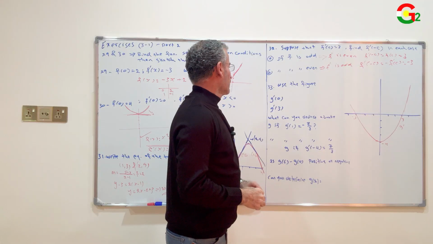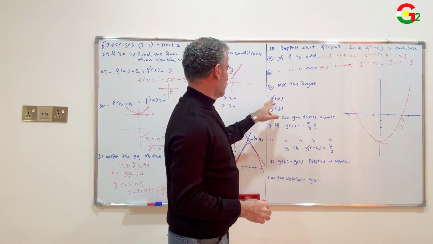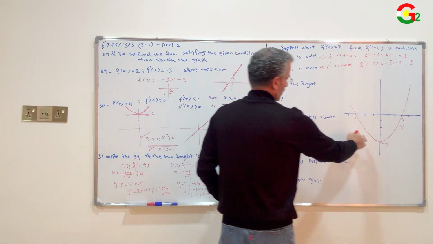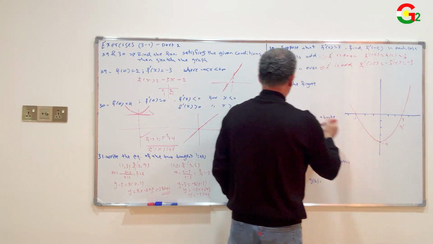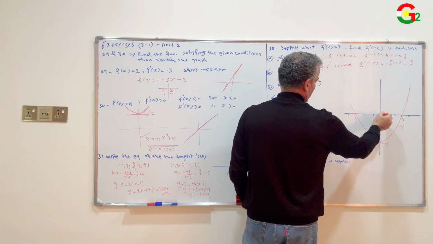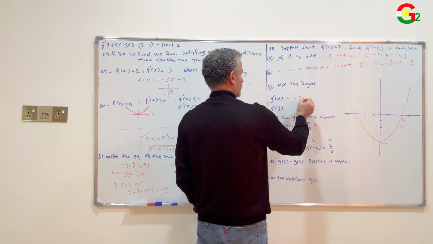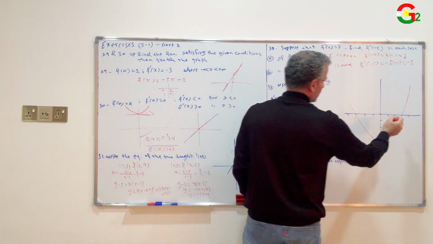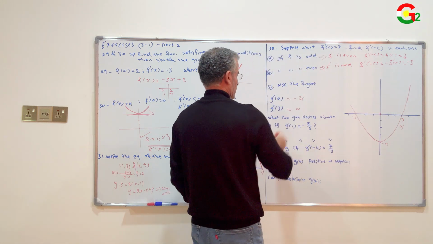Question number 33. Use the figure to answer this question. This graph is for g prime. Use it to find g prime of 0. G prime of 0 is negative 4. G prime of 3 is 0.